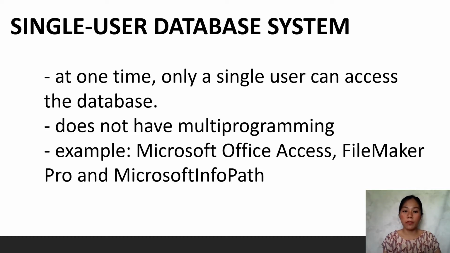Single-user, from the word itself, means that at one time, only a single user can access the database. In other words, it can only support one user at a time. Hence, the user can use all the resources at all times, and these systems are used for personal usage. Moreover, a single-user database does not have multi-programming. Thus, a single CPU can execute at most one process at a time. Examples of this are Microsoft Office Access and FileMaker Pro, which are designed to support single-user implementations.